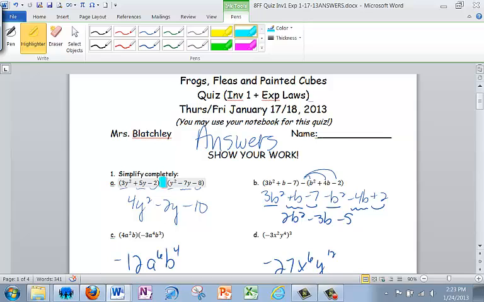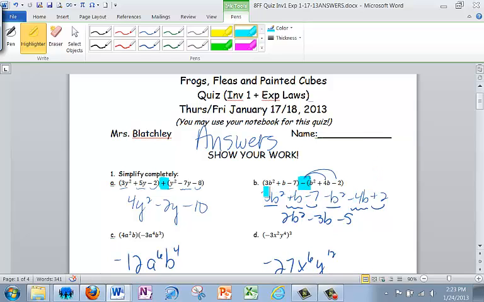Okay, so some suggestions here. For this one, this is an addition problem, so therefore you do not need to change these signs. So ignore the parentheses and just combine like terms, and that's how you get 1A. 1B, this is a subtraction problem. So now you do have to distribute and combine like terms.